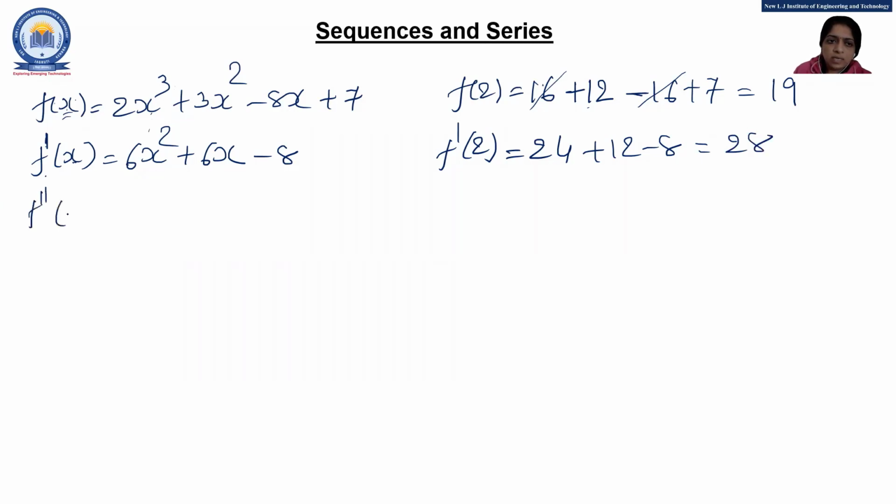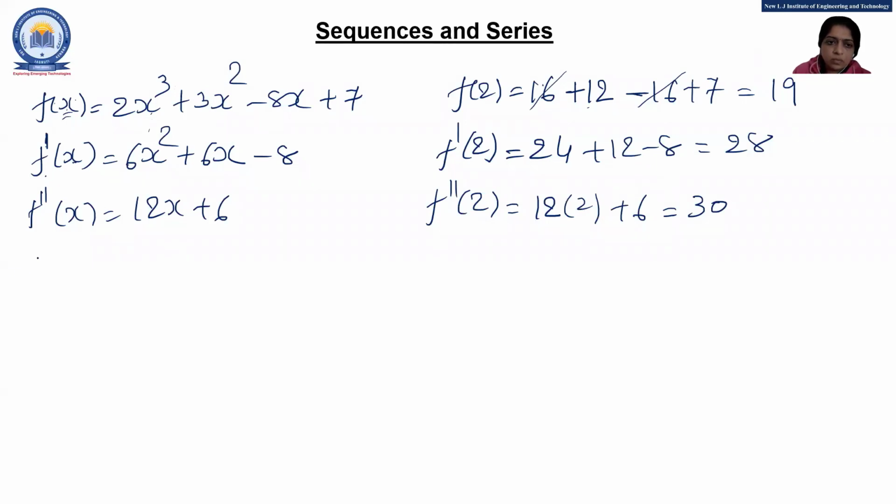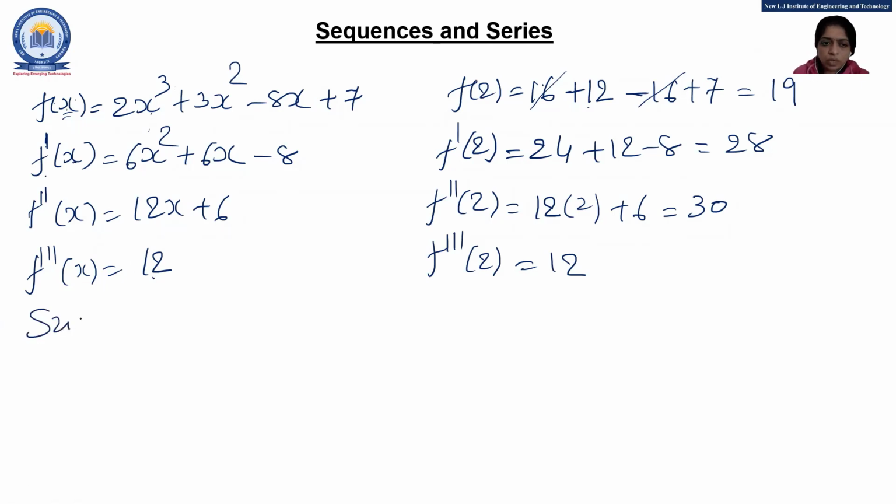Okay. Now f double dash x. This is 12x plus 6. So f double dash 2, that is 12 into 2, that is 24 plus 6. So 24 plus 6 is 30 here. Now the last, triple derivative of x, that is 12. So f triple dash 2 is 12, right? Now the next derivative of this f triple dash of x with respect to x, as this is constant, it is 0. So by substituting all these values in equation 1.